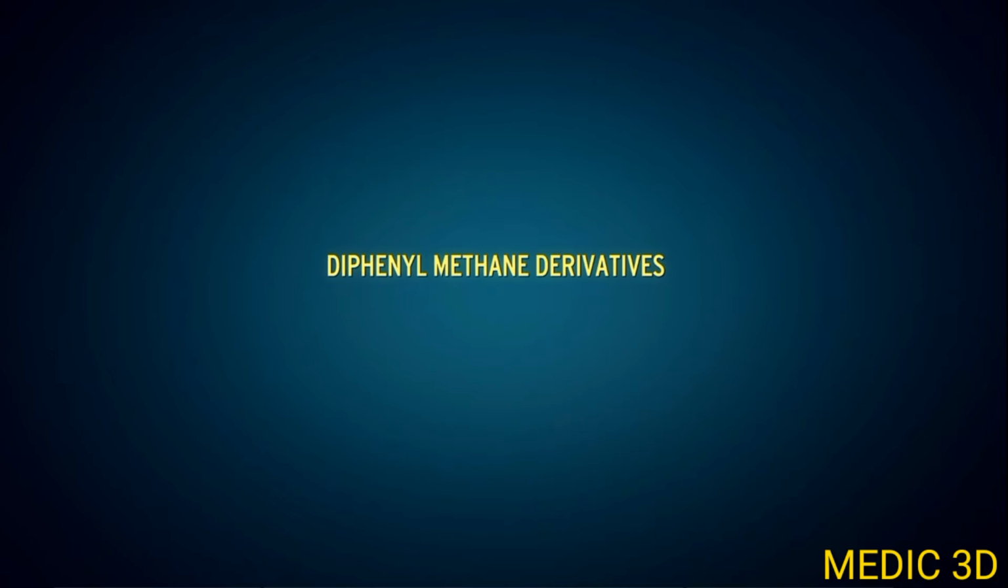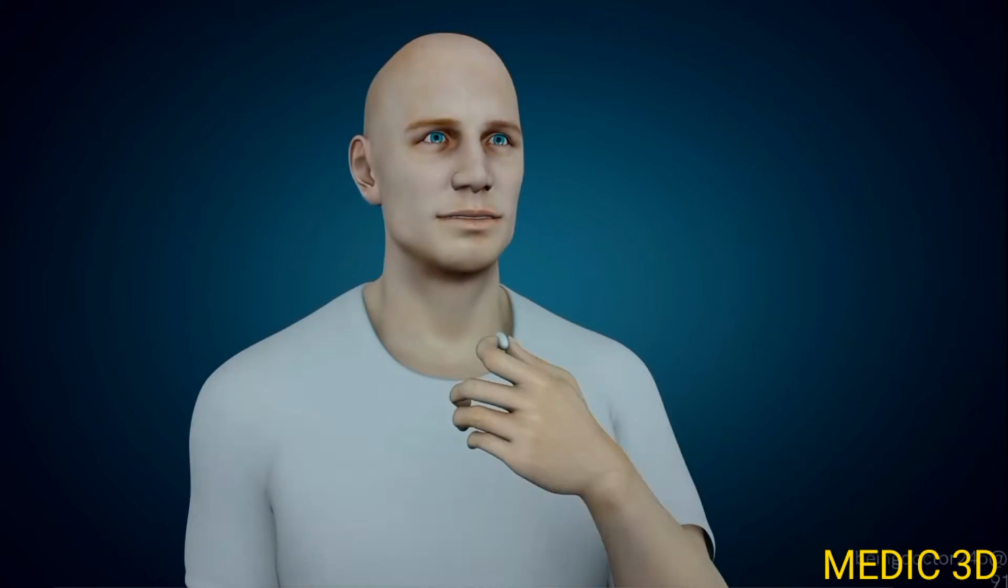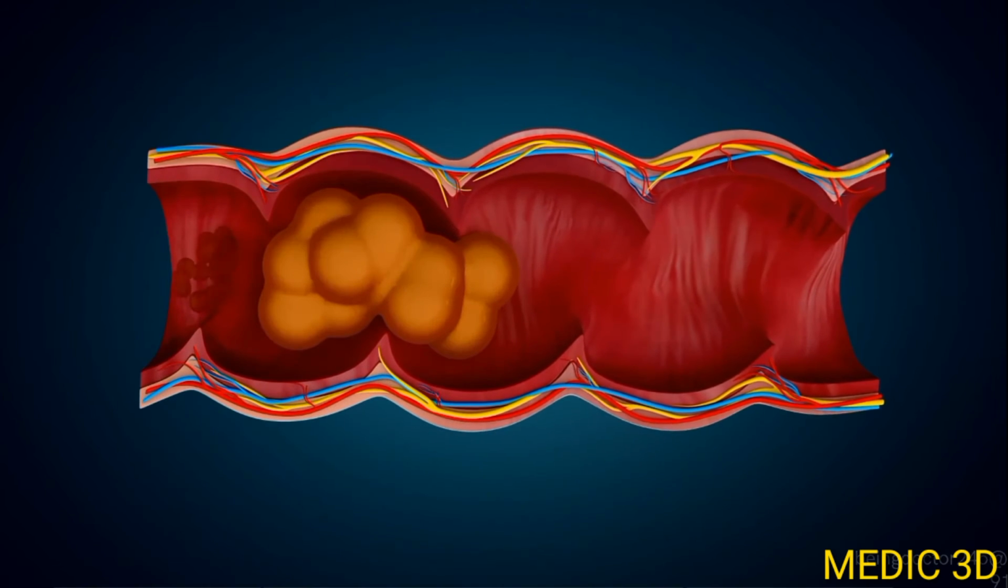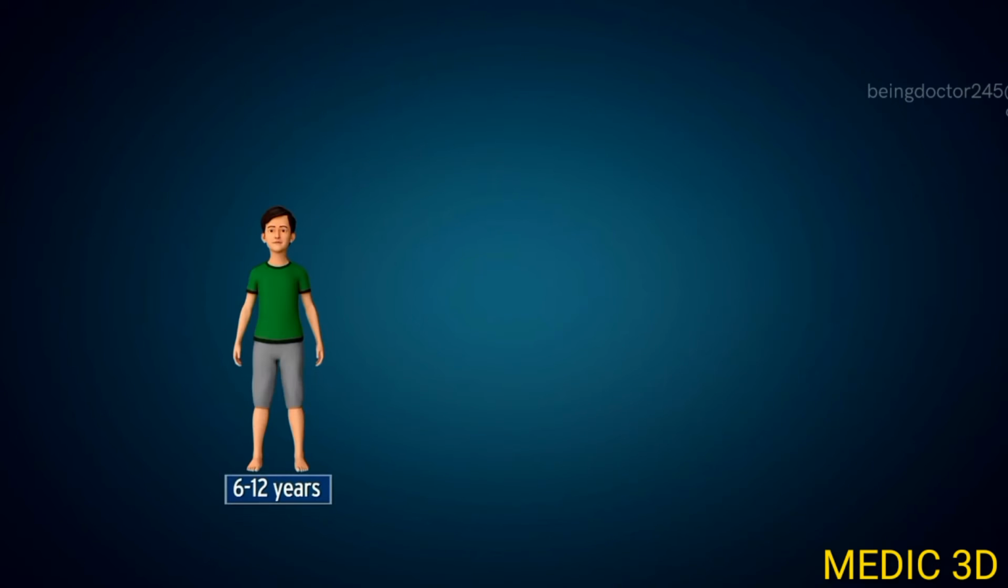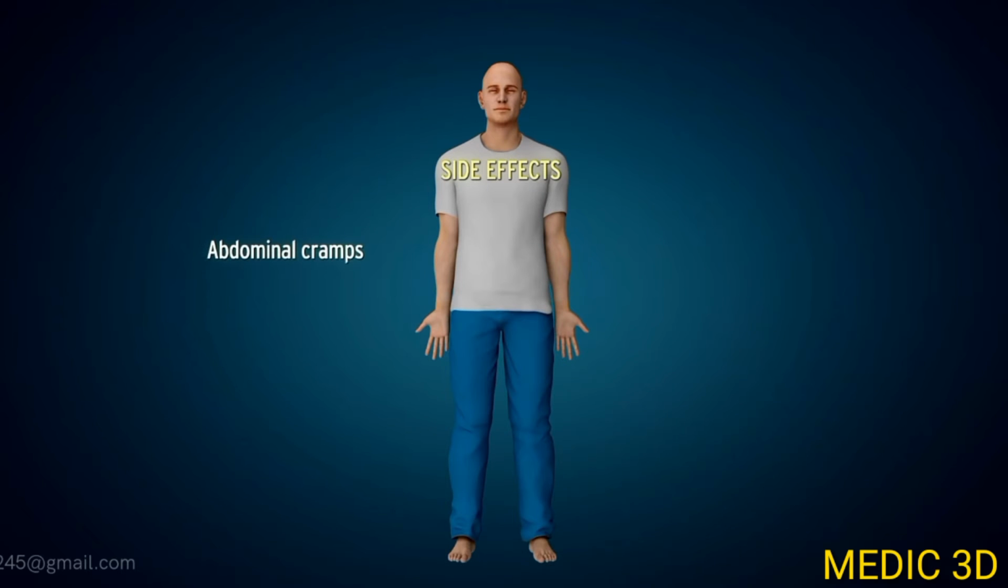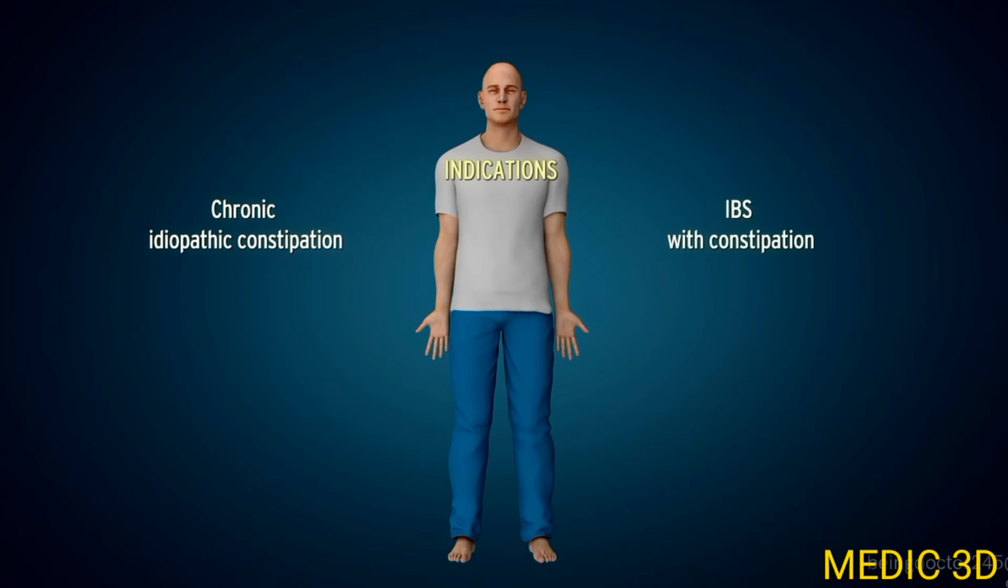Diphenylmethane derivatives, example bisacodyl. Bisacodyl is an organic compound that is used as a stimulant laxative drug. It stimulates the enteric nerves. Doses: 6 to 12 years, 5 mg tablets at bedtime. Above 12 years, 5 to 15 mg tablets orally at bedtime. Side effects. Abdominal cramps, hypokalemia, pseudomelanosis coli. Indications. Bisacodyl can be used in the case of chronic idiopathic constipation, irritable bowel syndrome with constipation, opioid-induced constipation, contact laxative, and bowel cleansing.